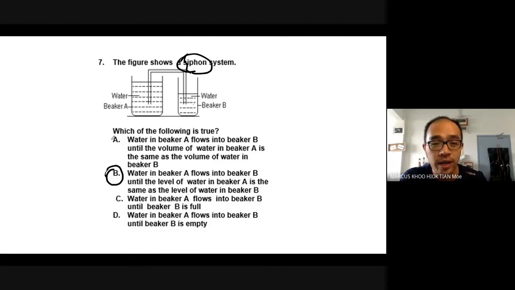Okay, so Rania's answer is B, and yalah, the answer is correct. Okay, the answer is B. So water will flow from beaker A to beaker B, okay, because of the difference in the height.